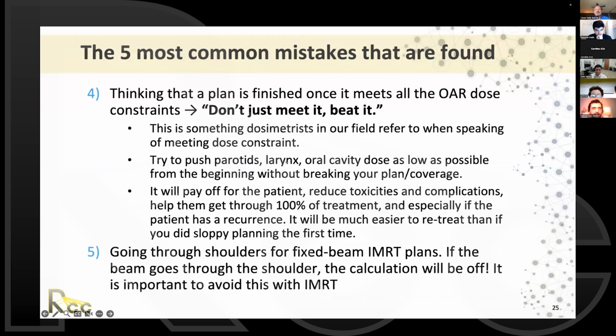Number 4, thinking that a plan is finished when it meets all the constraints. That's not enough. Basically, that could be a mistake. Don't just meet it. Actually, that's a concept that applies to every type of site, not only head and neck. Just because we got the parotids, both of them, under 26, say both at 25.99, it doesn't mean that was the best you could have done. If you can reduce or spare the parotids, I'm using the parotids as an example, while maintaining the coverage that you want without compromising it, then you do that.